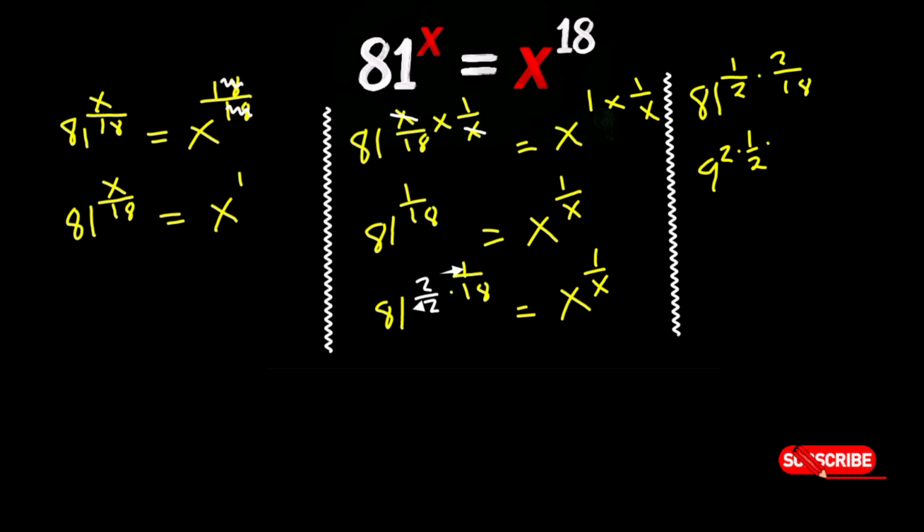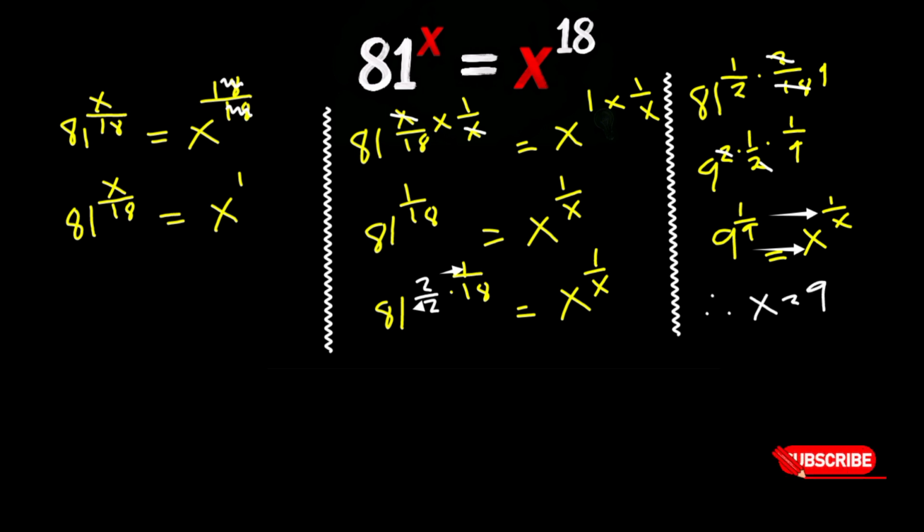Then here we can just easily cross out 2 in 18, and that gives us 9, so 1 over 9. And there also we can cross out this 2, and then therefore we're left with 9 to the power of 1 over 9. And don't forget that this equals x to the power of 1 over x. If we directly compare both sides of the equation, then we would find out that x equals 9.